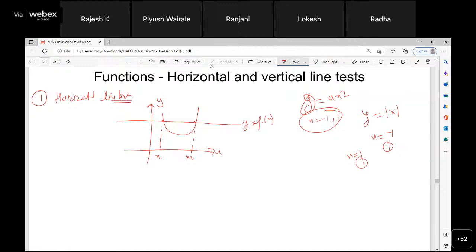So if my horizontal line test says it must intersect at most one point only, but here you can see it is intersecting two points, so I can say my horizontal line test fails here. But is it a function? Is this a function? Yes, it is a function, right?